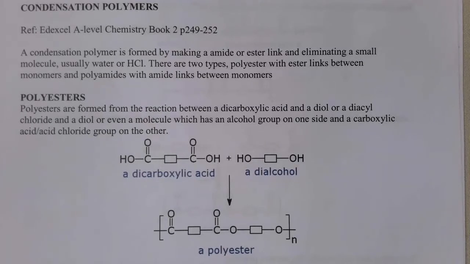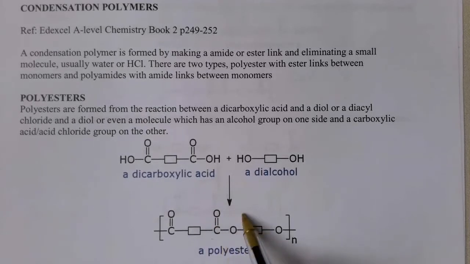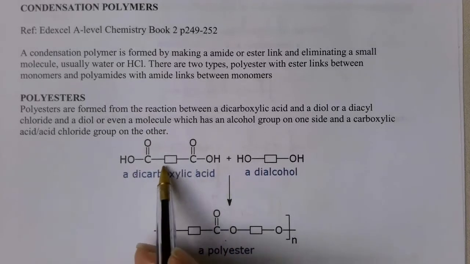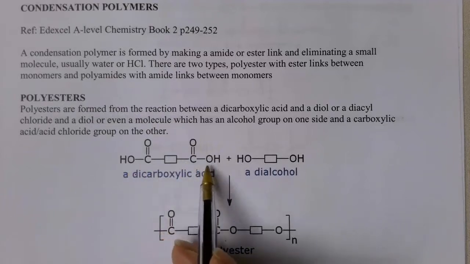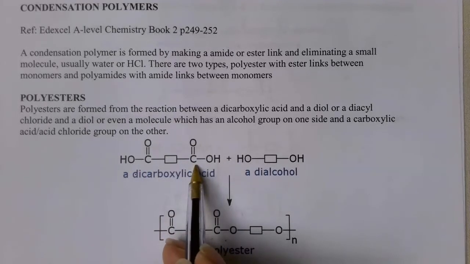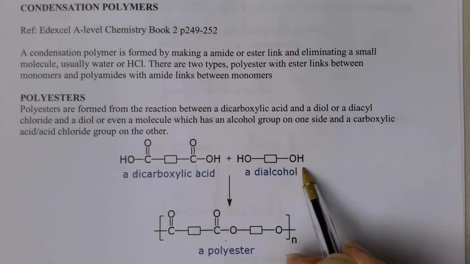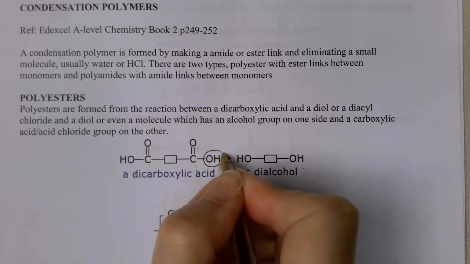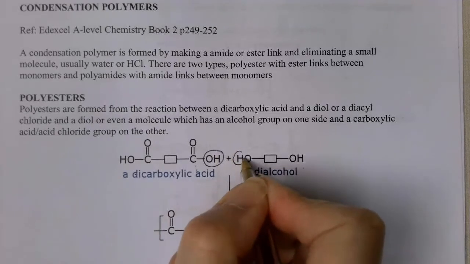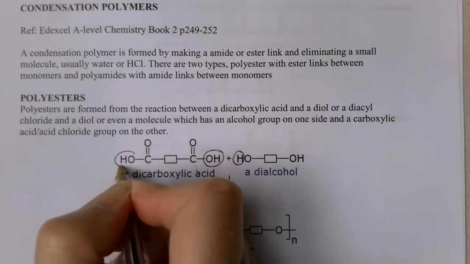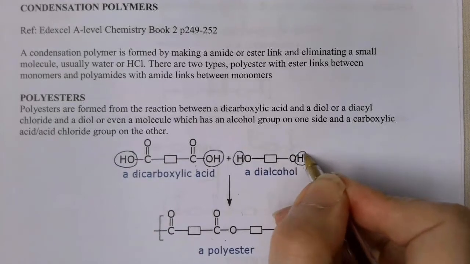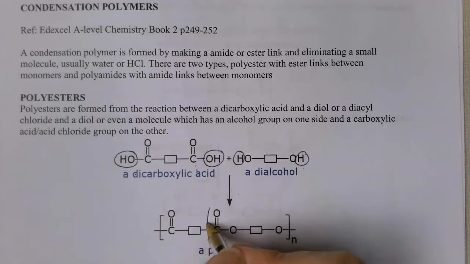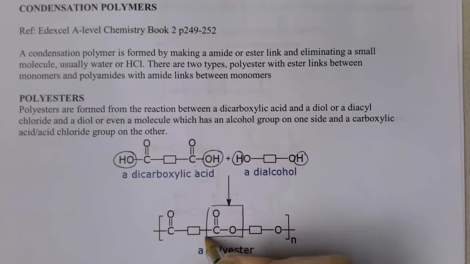Now these are called polyesters because they're a polymer, but they're joined together by this ester linkage. We have a dicarboxylic acid. In other words, we have a carboxylic acid with 2 carboxylic acid functional groups on each end of the molecule, and a dialcohol. And we lose, if you remember, the OH group from the carboxylic acid and the hydrogen from the alcohol. And we do that on both ends. And then we join them together to make the polyester. And there, sitting in the middle, is my ester linkage.